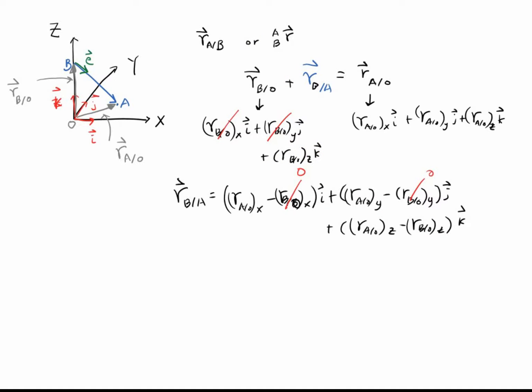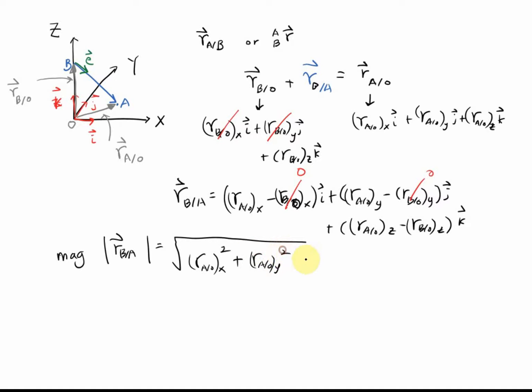And then, if you want to get the magnitude of the RBA vector, you know that this is the square root of the sum of the squares of each element for x, i, j, k. So that means RAO x component squared plus RAO y component squared, and then RAO z component minus RBO z component, squared. So that should be the magnitude.